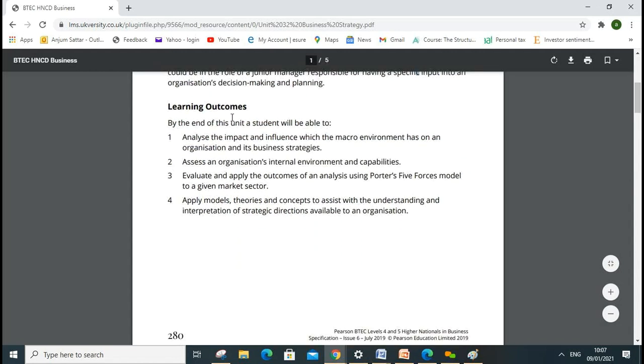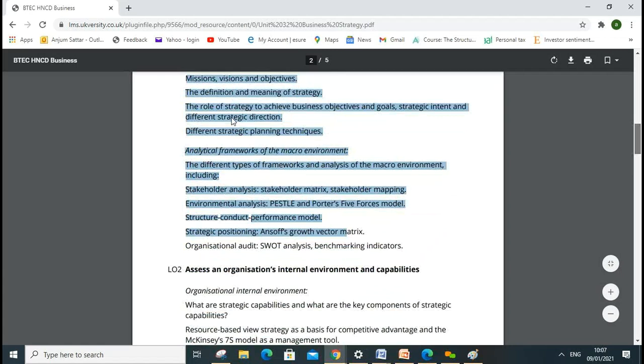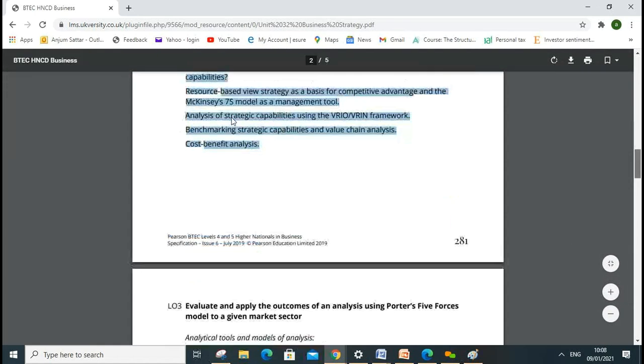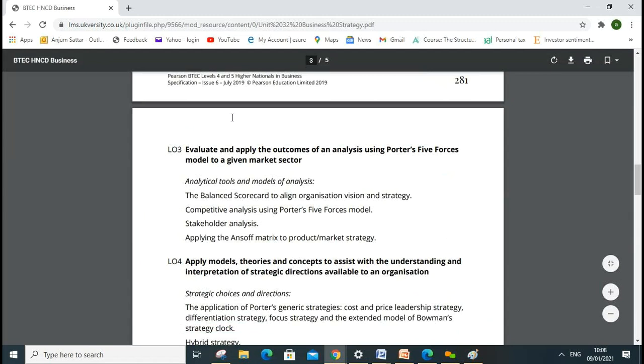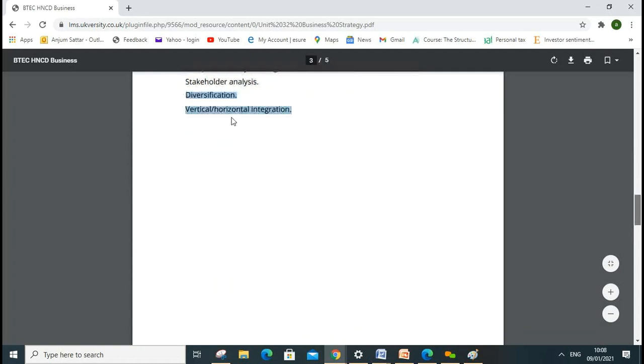Then we have four learning outcomes. Of course today we'll go through the first, and each further lesson will cover one. Then we have indicative content. So when you prepare your assignment, make sure you focus on it, and of course we'll go through an assignment session as well. Assess the organization's internal environment within our organization, which we'll go through in the second lesson. In the third lesson, we'll apply analytical tools and look at how we can measure performance. In the fourth lesson, we'll apply these models, strategic choices and direction, and we'll look at the various strategies.